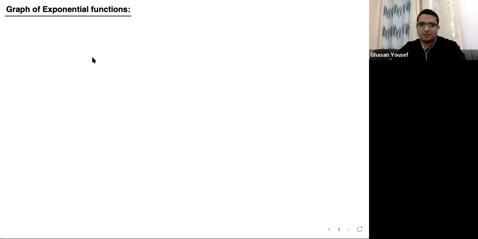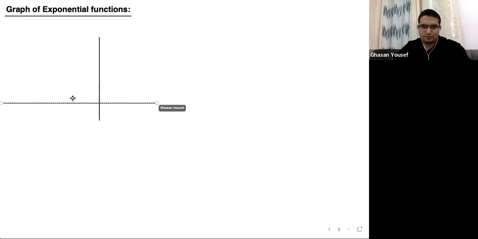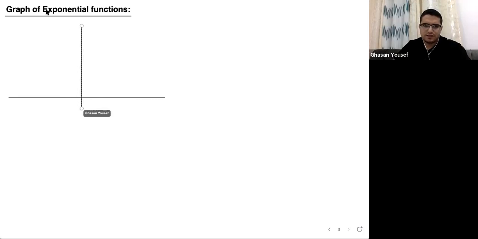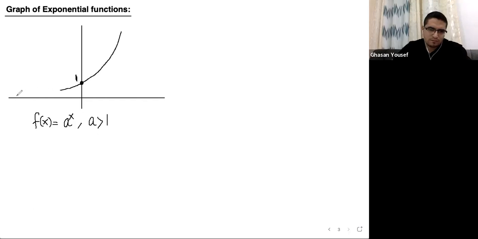Okay, graph of exponential functions. We have to know that the graph of exponential functions is fixed for two kinds. The first one: if my function is f of x equals, for example, a to the power x, such that a is greater than 1, the exponential function has a graph like this, always passing through the point (0, 1), so it's 1 on the y-axis. So the graph should be something like this. This is the graph for the exponential function f of x equals a to the power x, such that a is greater than 1.